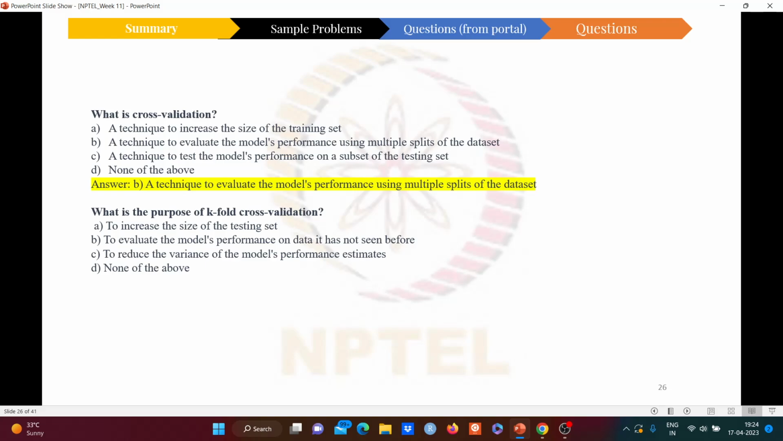Next is, what is the purpose of k-fold cross validation? It also helps us to understand the variance, or how well the model can learn the error rate or error function in the process.